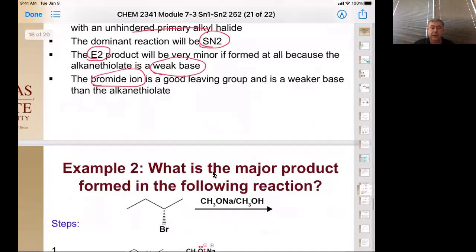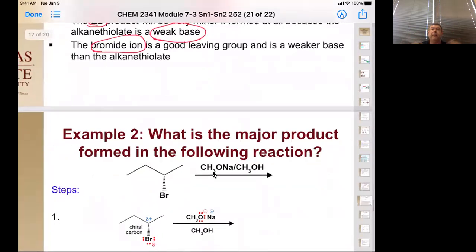Okay, so let's do this. We have chirality here. All right. And the first thing we have is a secondary alkyl halide, okay? We have alkoxide, so we have a small, strong base. And we have it in a protic solvent.